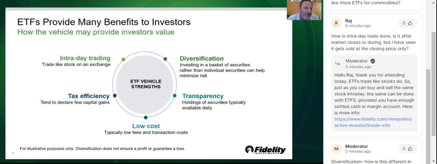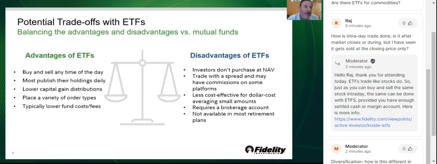Let's spend a moment again on slide 5. And here again, I think this is going to play into some of the questions that we just answered. But biggest advantages of ETFs: buying and selling at any time of the day. Most of them publish their holdings. Again, full transparency every day. Lower capital gains distributions, which we touched on. I'll give you exact numbers as well as sort of dig into the why. The variety of order types, which we've covered, and then again, lower fund fees. So I think we've hit on a lot of the advantages of ETFs.